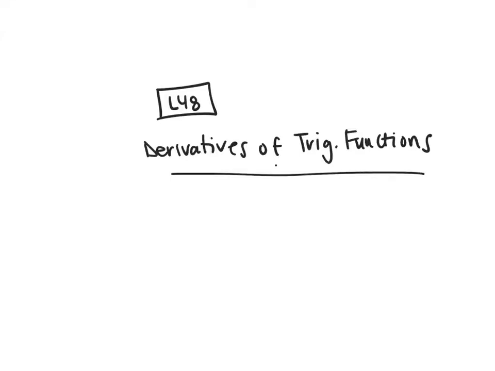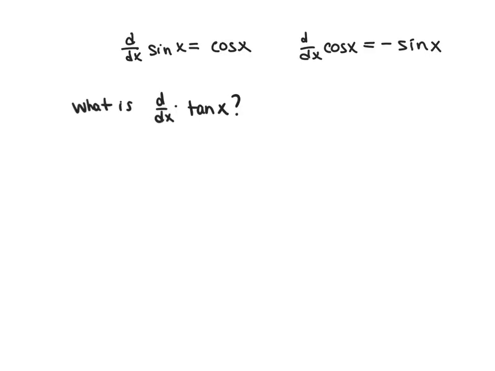Lesson 48 is on the derivatives of trig functions. What we currently know is that the derivative of sine is cosine and the derivative of cosine is negative sine. And from knowing that, we can develop the derivative of all the other trig functions. Starting with the derivative of tangent.